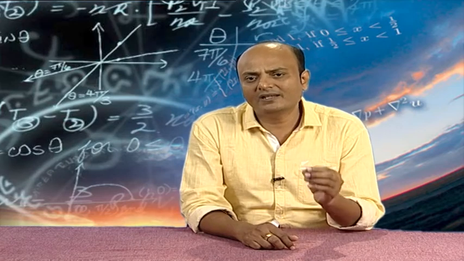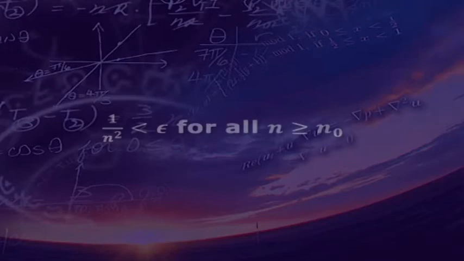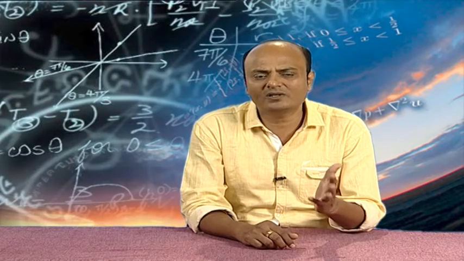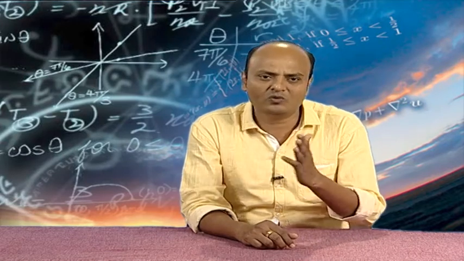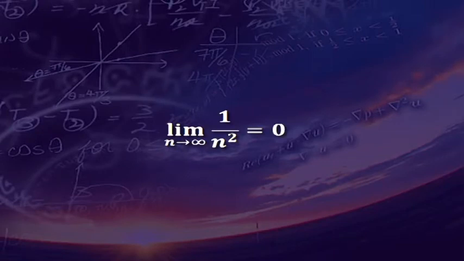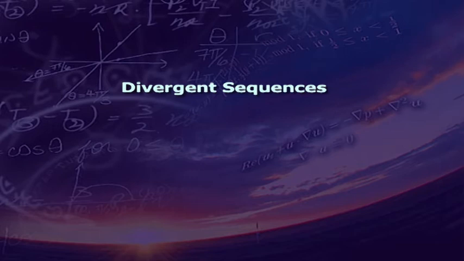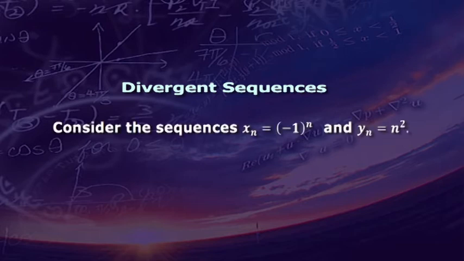To prove this, given a positive number epsilon, we want to show that there exists a positive integer n naught such that 1 over n square is less than epsilon for all n greater than or equal to n naught. But it is easy to see here that if we choose n naught to be any positive integer greater than 1 over square root of epsilon, then our requirement is fulfilled, and so we have the limit of 1 over n square to be 0.